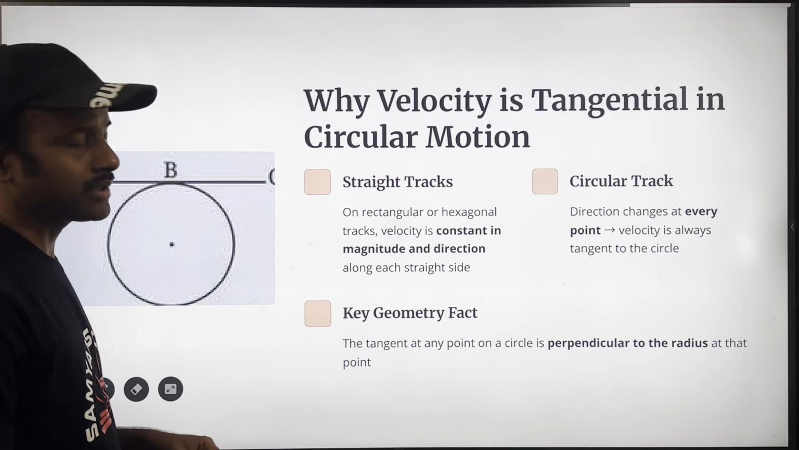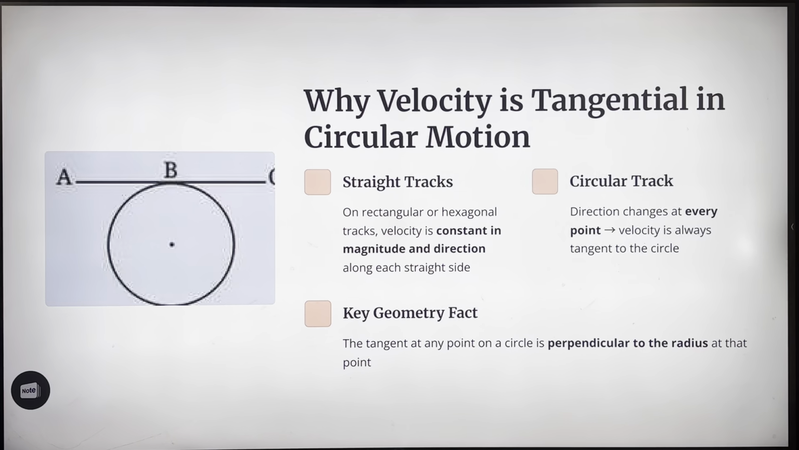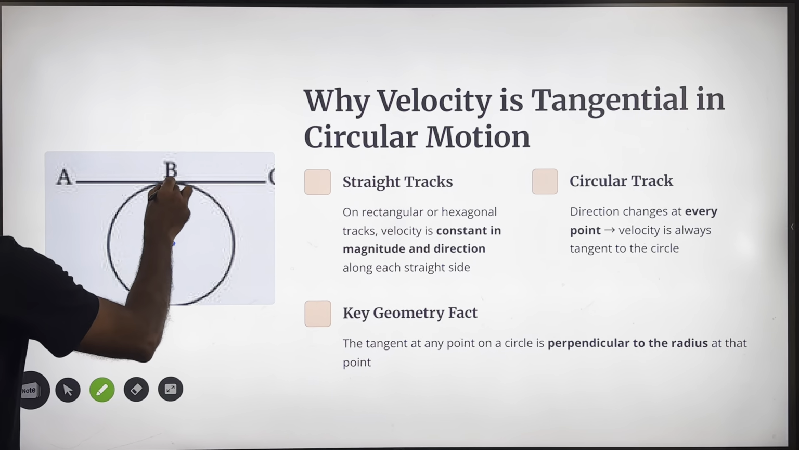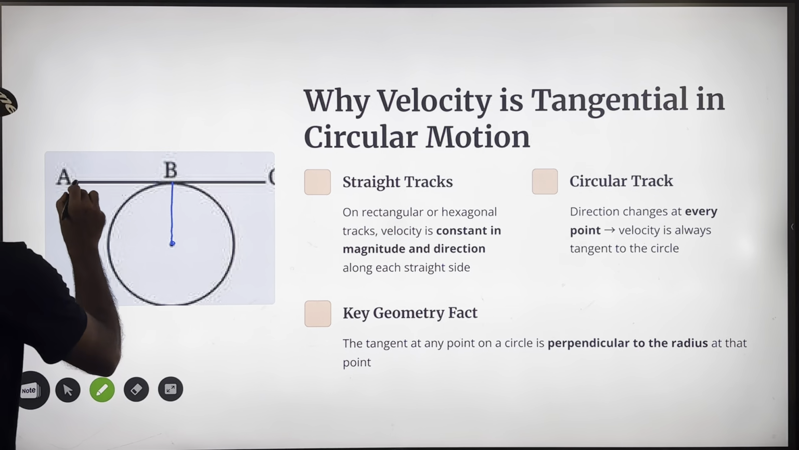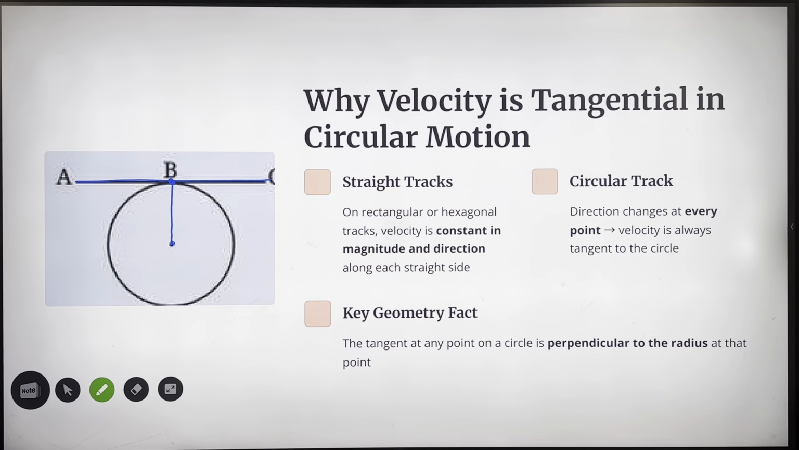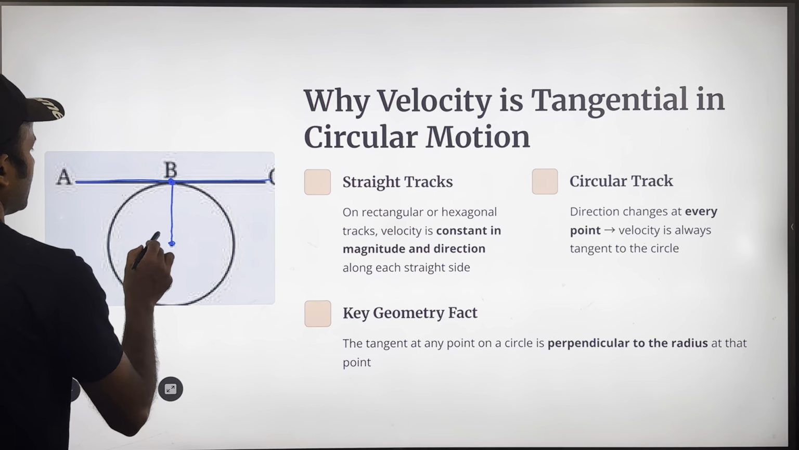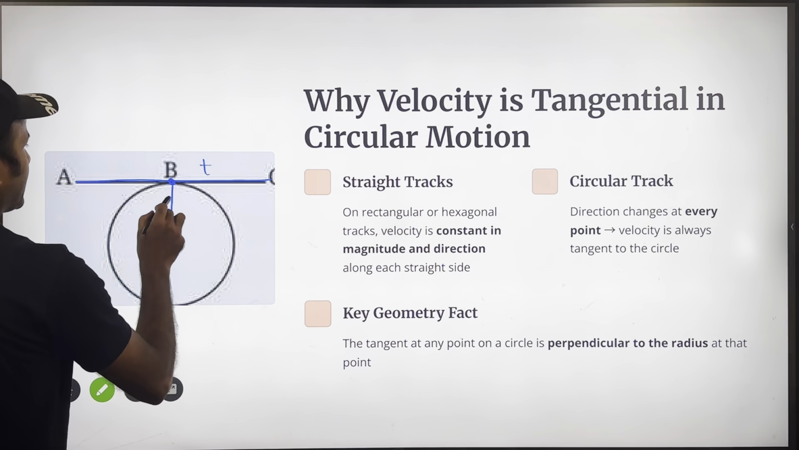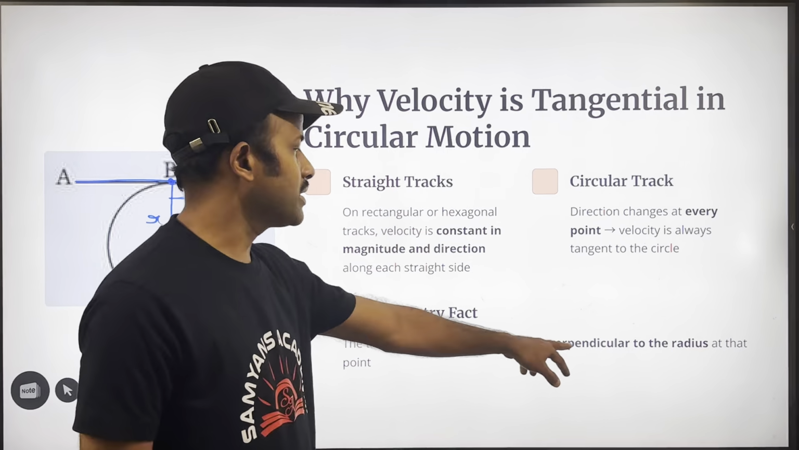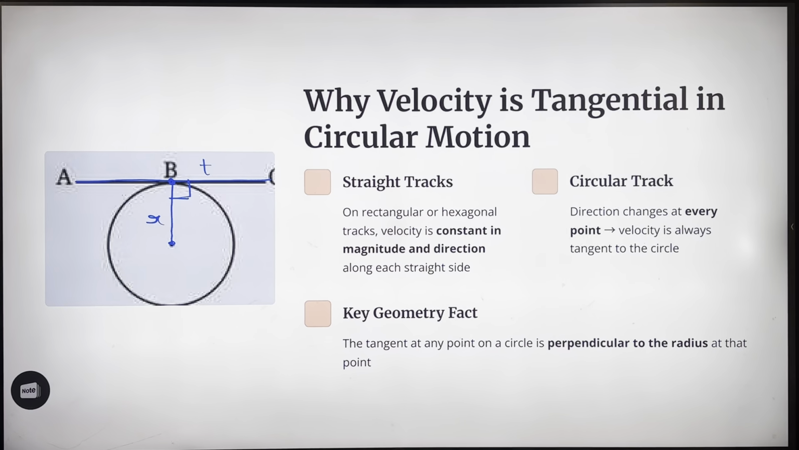Velocity is always tangent to the circle, right? The tangent at any point on a circle is perpendicular to the radius at that point. Tangent means the line which touches the circle at only one point. When you draw the radius, this is the radius, and this is the tangent. The angle between the radius and the tangent is always 90 degrees. The tangent at any point of the circle is perpendicular to the radius at that point, right? So move on to the next point.